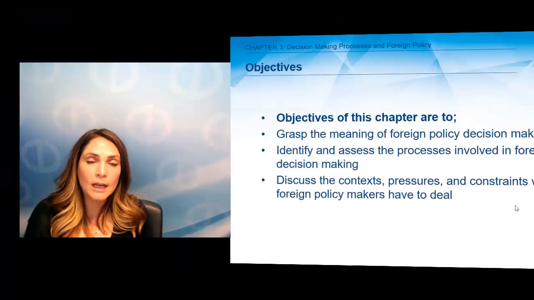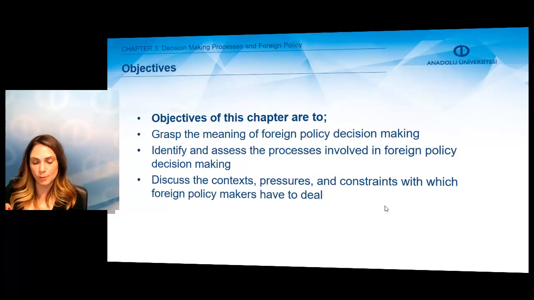Welcome to this lecture. In this lecture, we will discuss the decision-making process and foreign policy, which is chapter 3 of the book Foreign Policy Analysis. Now, in discussing the decision-making process and foreign policy, we have some objectives in our mind. And the objectives are, first, to grasp the meaning of foreign policy decision making.